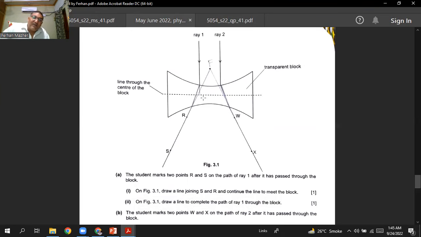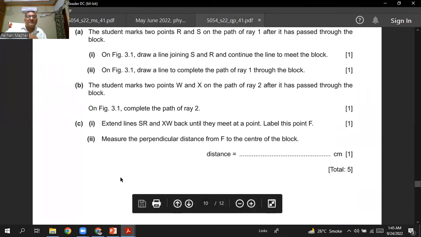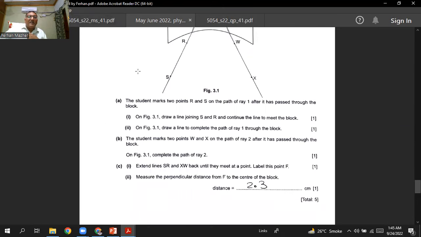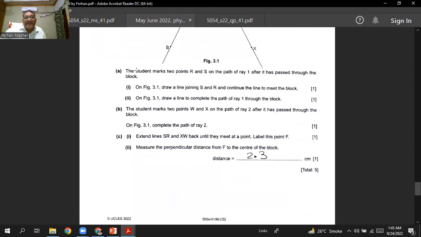So you can see they have crossed each other. If I prolong them, they cross each other here at point F. Then he says, measure the perpendicular distance from F to the center of the block. So with the help of the scale, measure the distance of F from this dotted line, the perpendicular distance. That distance, when you do it with the scale, will be 2.3 centimeter.